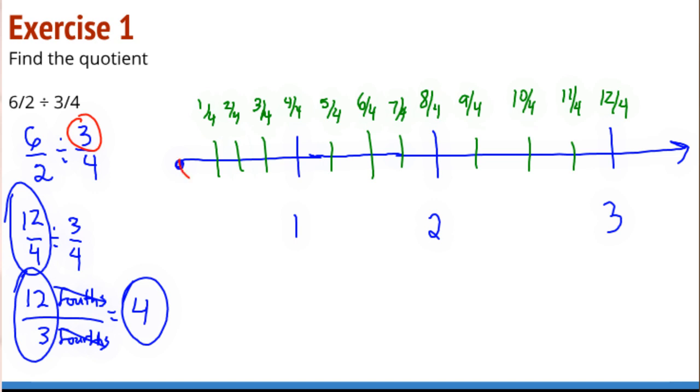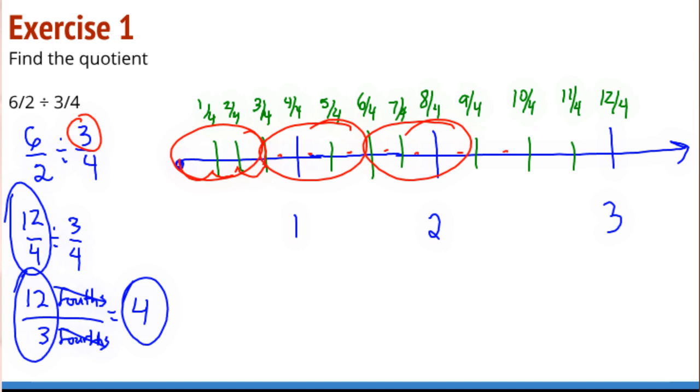So 1, 2, 3, there's a group. 1, 2, 3, there's a group. 1, 2, 3, there's a group. 1, 2, 3, there's a group. So I have 4 groups of 3/4, which is good because I already found 4 once before.